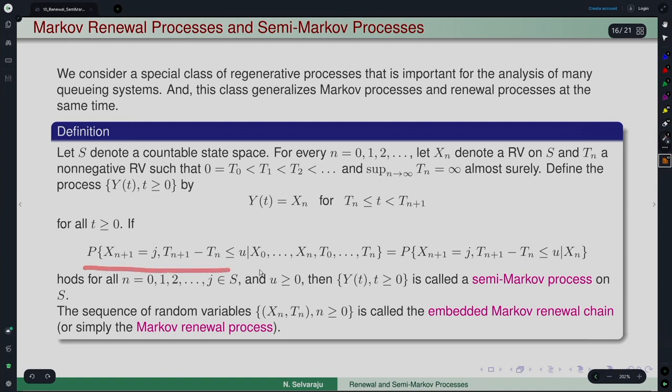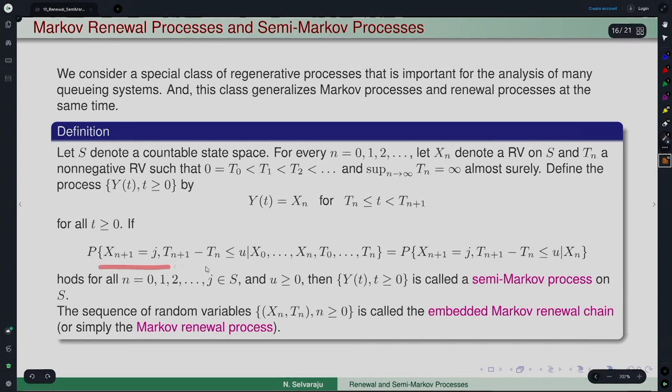Now, if this property holds, what is this? This is basically the probability that X_{n+1} equals j, and the time spent in the current state is less than or equal to u, given the history up to now, which is where the process started: X_0, T_0, X_1, T_1 up to X_n, T_n. Sometimes it is also written as a history of pairs: (X_0, T_0), (X_1, T_1), up to (X_n, T_n).